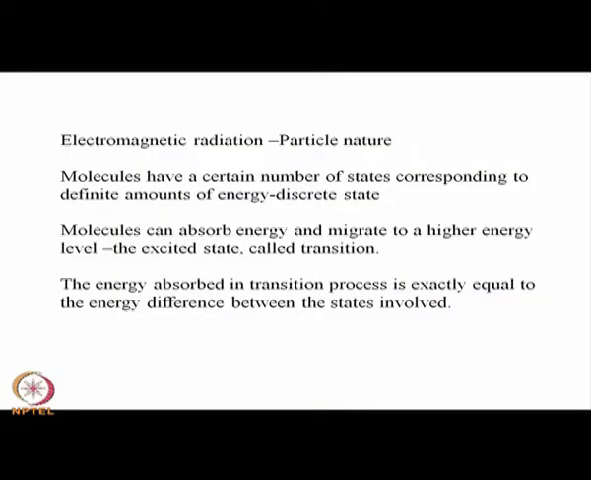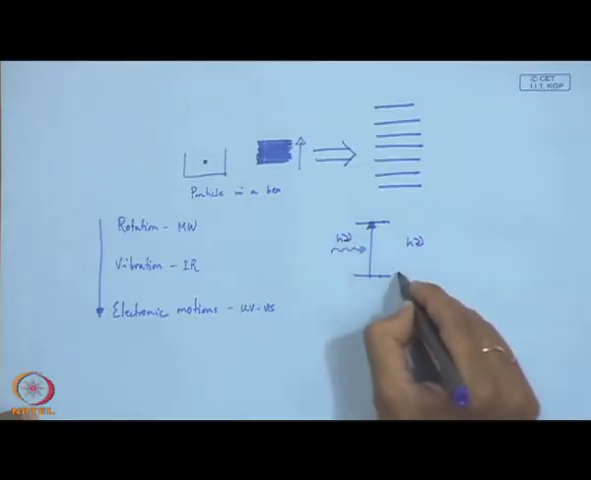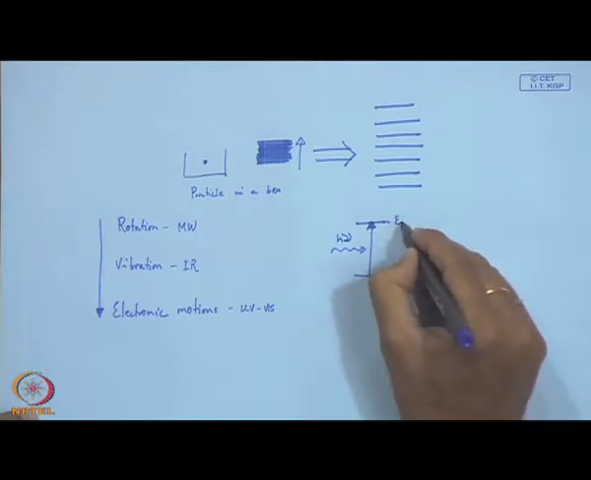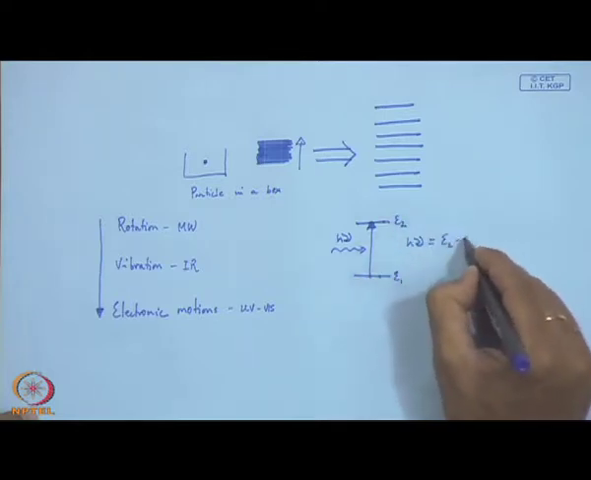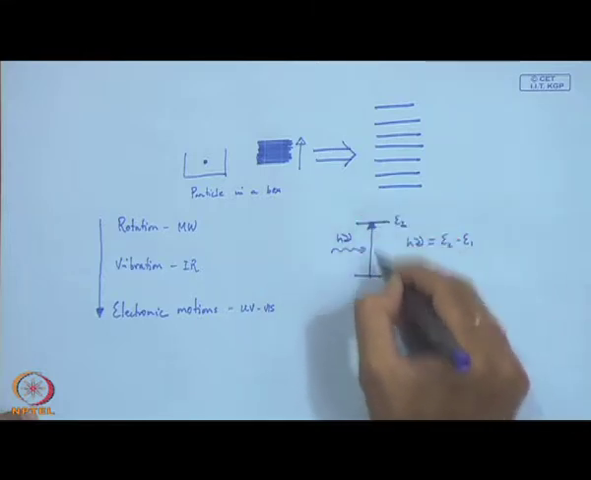When this resonance condition is maintained, the molecular system, or the quantum mechanical system, will absorb energy and migrate to the higher energy level, which is called the excited state, and this process is called the transition. So, when you supply h nu, say this is E1 and this is E2, then h nu is equal to E2 minus E1, and only then will this transition take place.